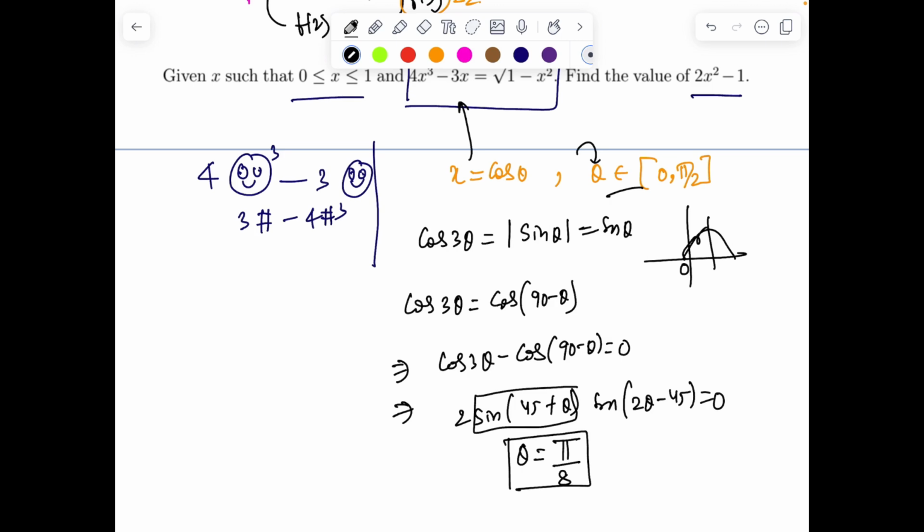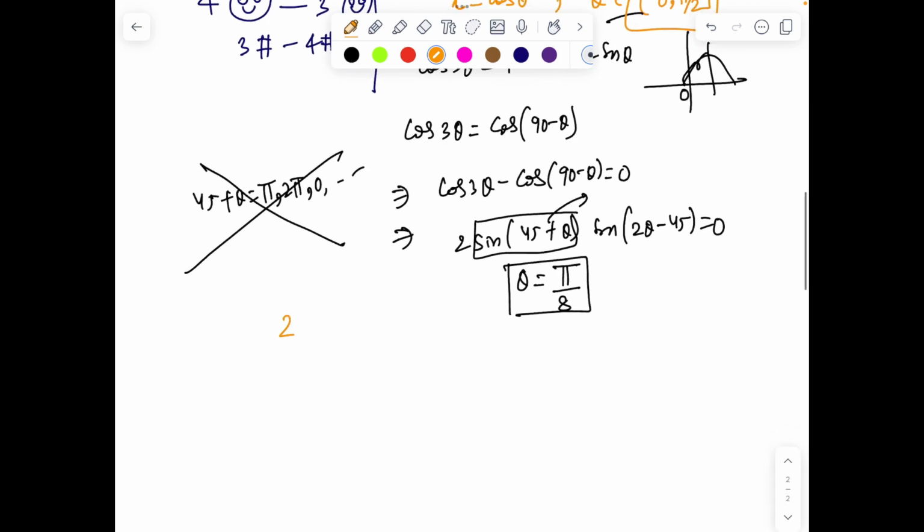The other option, sine of (45 plus theta) equals 0, will give either 45 plus theta equals pi, or 2 pi, or 0, and so on and so forth. None of these answers will be accepted, because we are in the window 0 to pi by 2. So hence we got theta equals pi by 8.